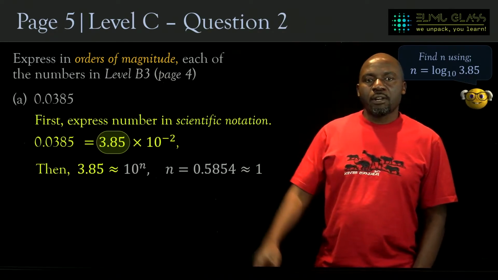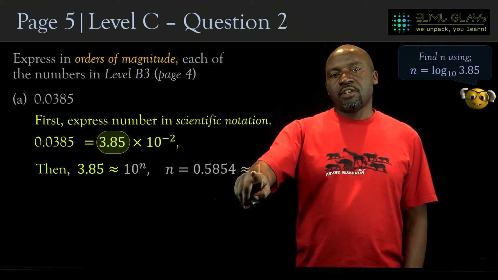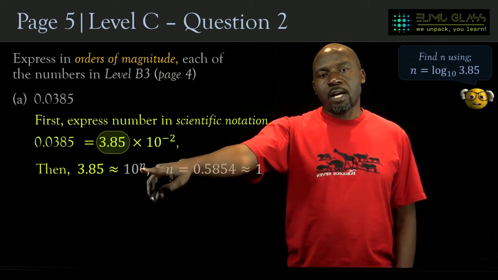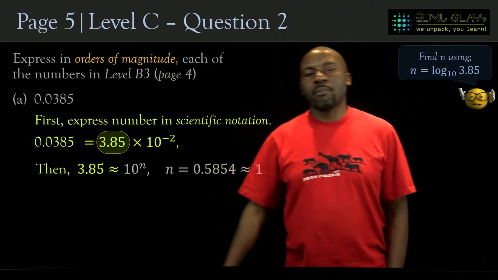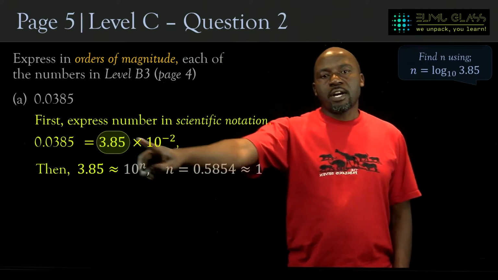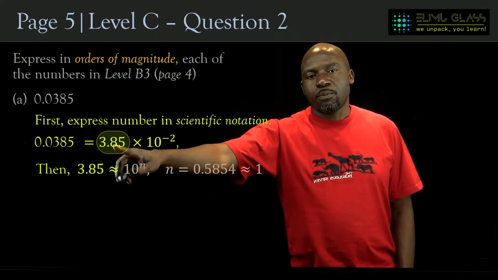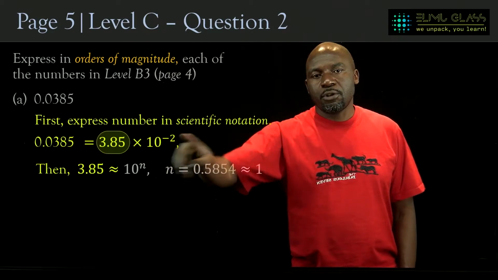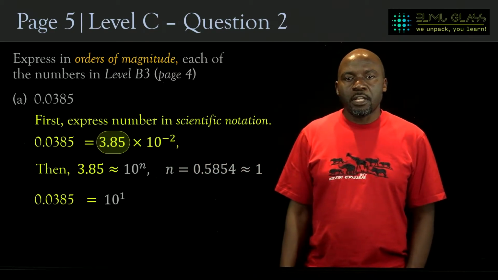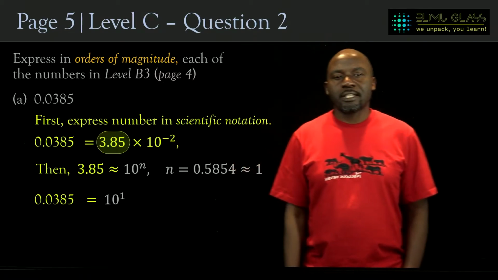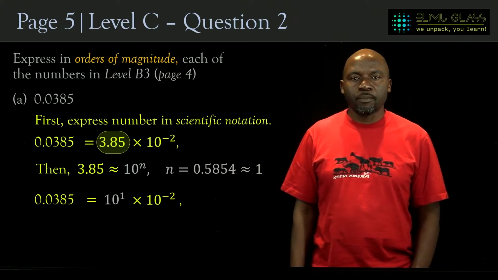And therefore, we can write 3.85 as 10 to the power of 1. N is equal to 1. So approximately this becomes 10 to the power of 1. And so now we can write 10 power 1 multiplied by 10 power -2. So 0.0385 can be expressed as 10 power 1 multiplied by 10 to the power of -2.